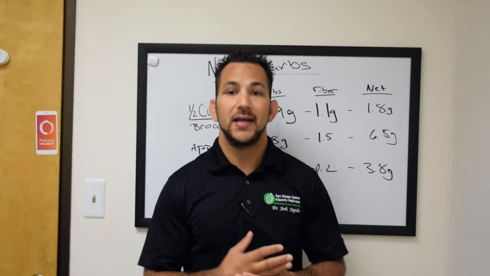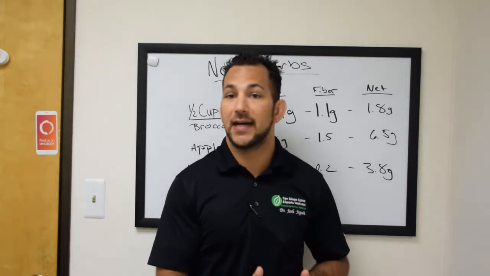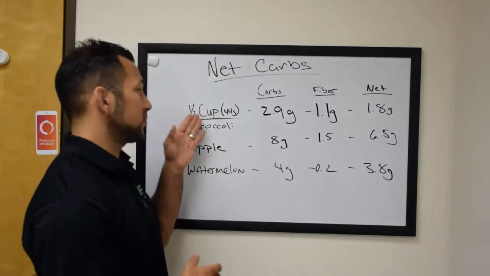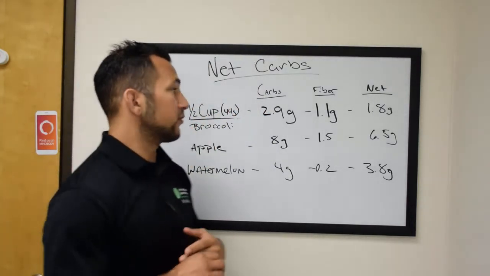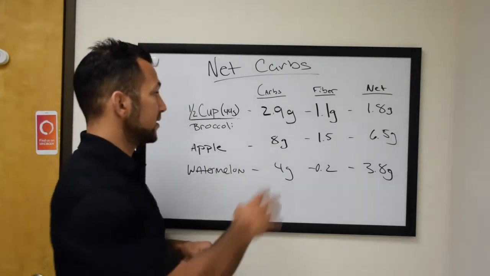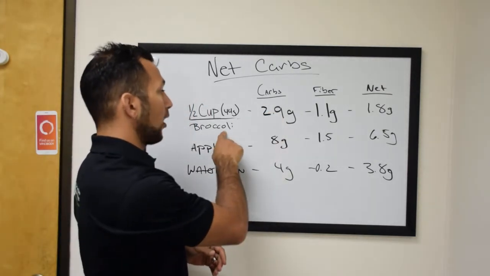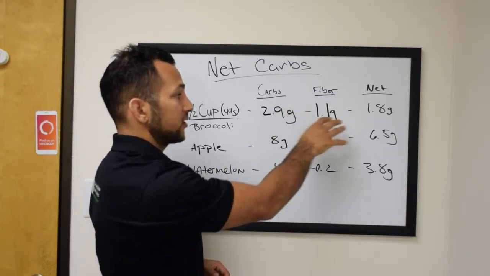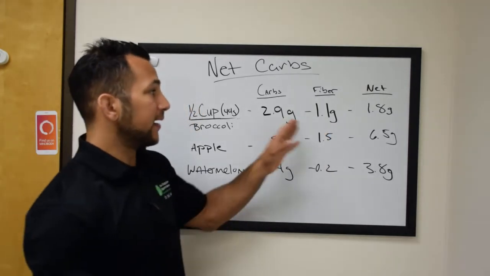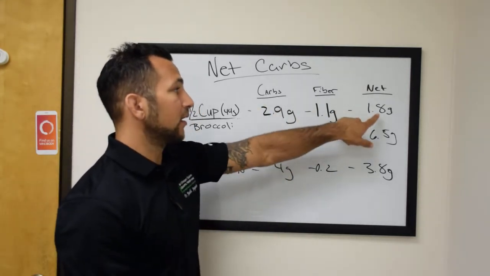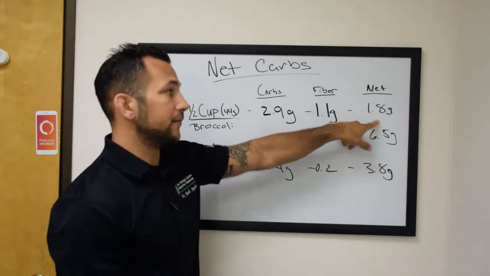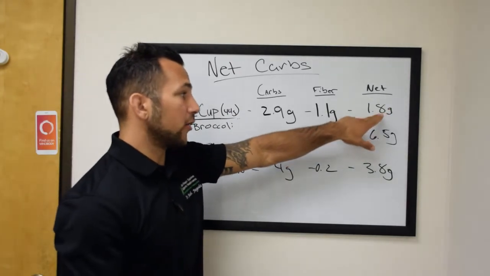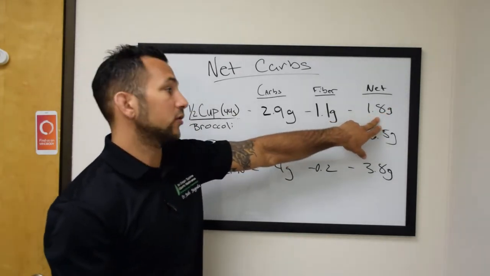All you're going to do is take the carbohydrates and minus the dietary fiber, and I'm going to show you this in a quick example. For this example, I used about a half a cup, or 44 grams to 50 grams. In broccoli, we have 2.9 grams of carbohydrates, 1.1 gram of fiber, and if you minus this from this, you're going to get 1.8 grams of net carbohydrates. So that's 1.8 grams of carbs that are going to affect your blood sugar level.